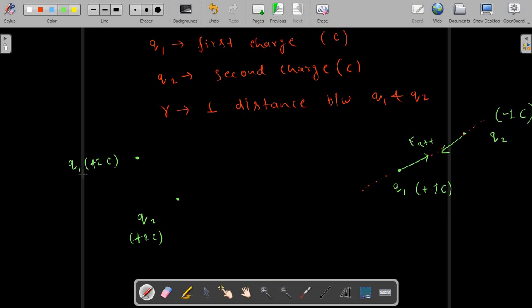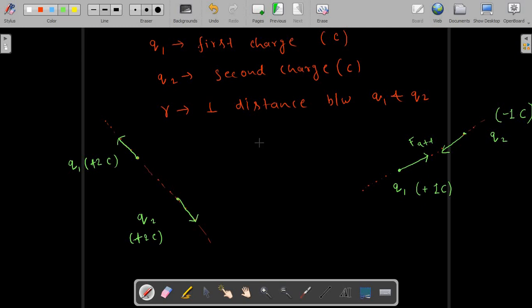So if you have plus 2 Coulomb here and a plus 2 Coulomb here, what kind of force will it be? They'll repel. And on what line will it repel? The perpendicular distance, the shortest distance possible. So the line is this, joining them perpendicularly. The force will always be on this line. I'm telling you again and again because this is really important.